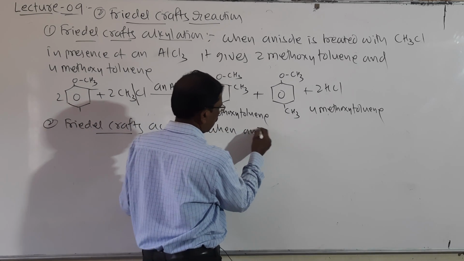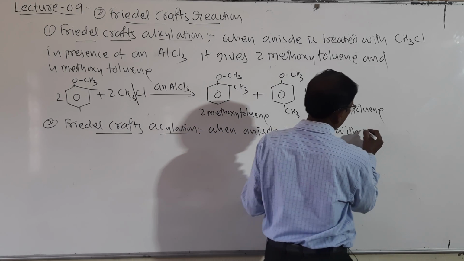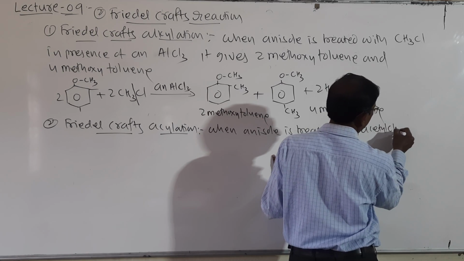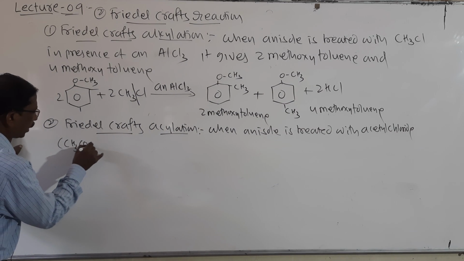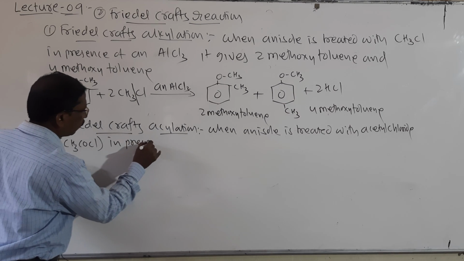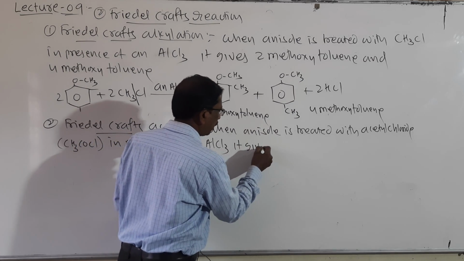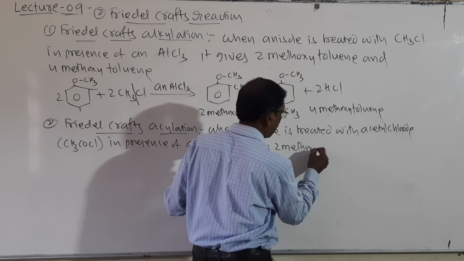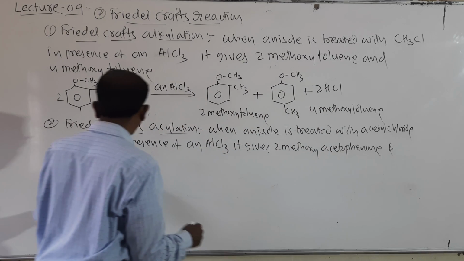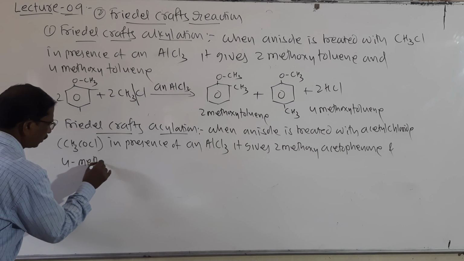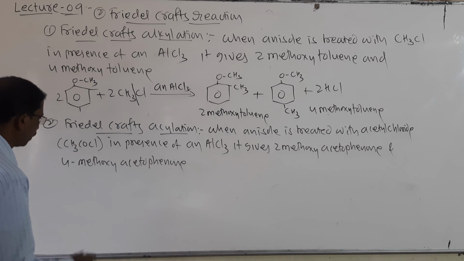When anisole is treated with acyl chloride, that is nothing but CH3COCl, acyl chloride in presence of anhydrous aluminum chloride, it gives 2-methoxyacetophenone and 4-methoxyacetophenone. Look here students.